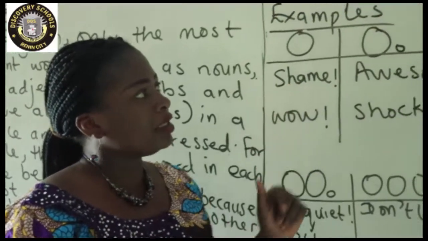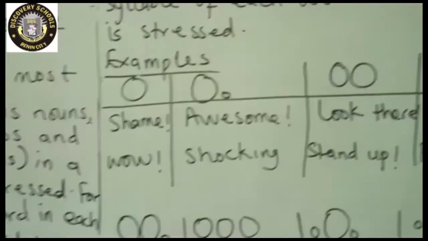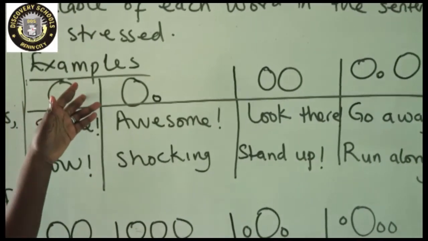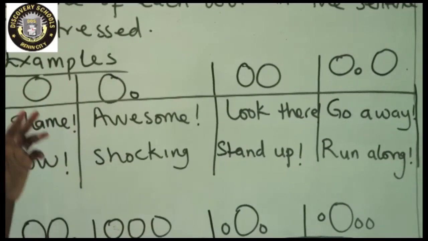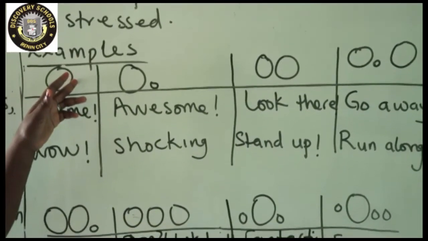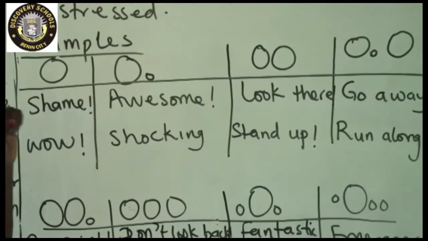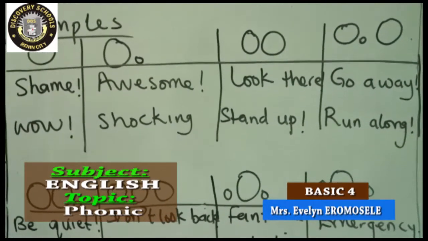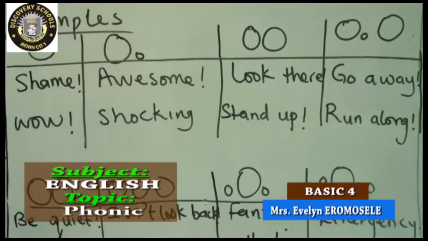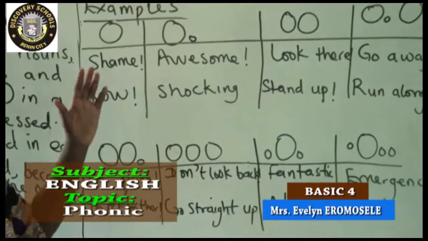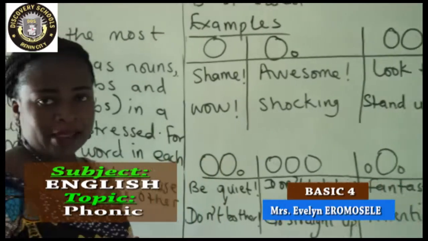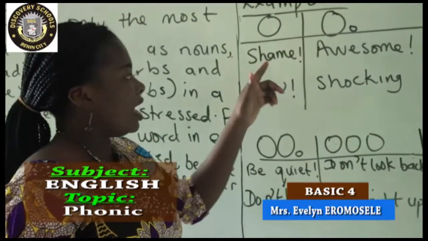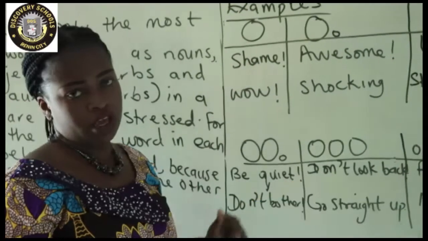So let's look at these examples again. If you look at the board carefully, we discover that again, I use the capital O and the small letter o. So when we have the capital O alone, that's when you talk about one word with one syllable. Shame, wow. All these words are used to express surprise. And because they are used to express surprise, they must be stressed. And they have just one syllable each.